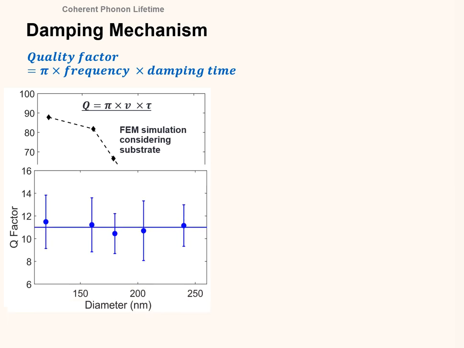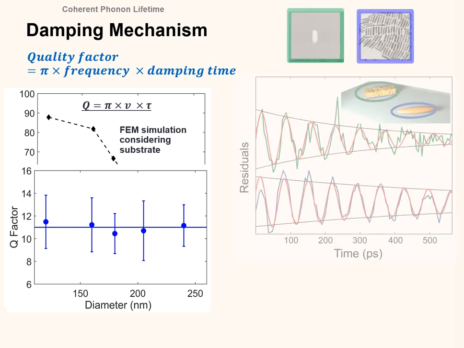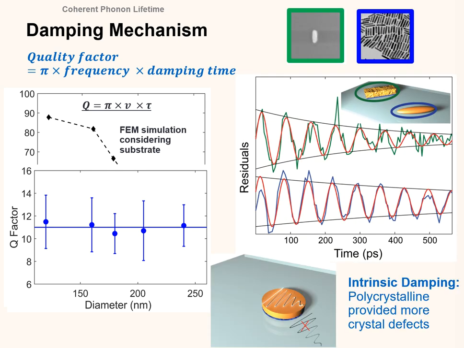However, in our experiment, we saw a different result. No matter how I change the size, the substrate material, or the adhesion or coupling strength, the quality factor of this electron beam lithography nanoparticle is always around 10, which is much smaller than our simulations. This tells us the energy flow from the top material into the substrate is not efficient. There is another dominant effect, which is this intrinsic damping.